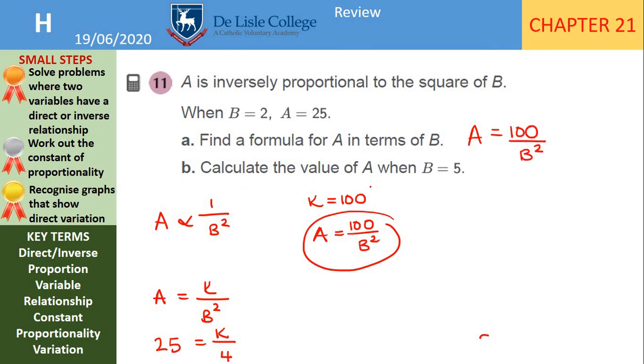Part B, calculate the value of A when B equals 5. So when B equals 5, well 5 5s are 25, so that will give me that A is equal to 4.